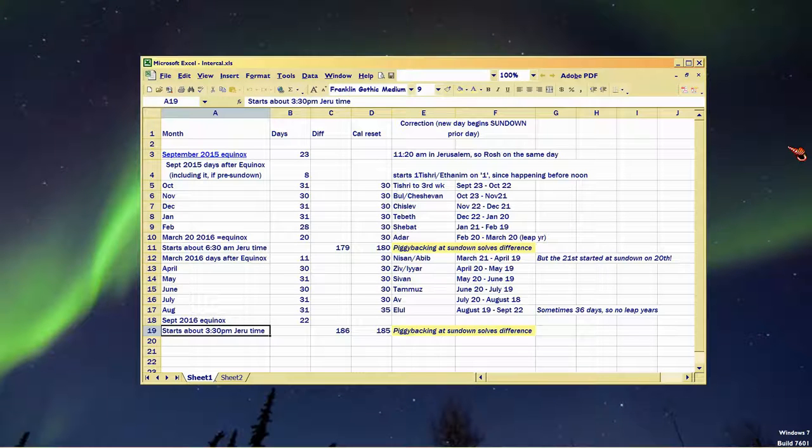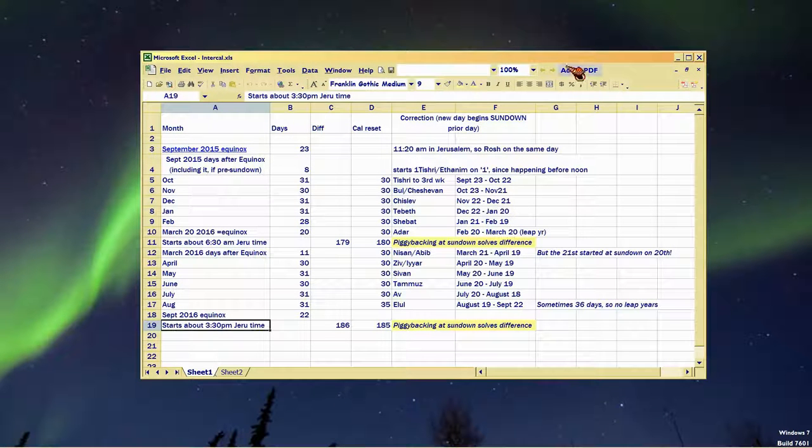Okay, I'm going to close out this little calendar video by showing one. You'll be able to download this. I call it Intercal XLS. You can rename it what you want. It's a really simple calendar. All I did was look up the dates of the equinoxes. Here's your calendar if you want to reset to what the Jews ought to use as their calendar for 2016. September 2015 equinox is on the 23rd.